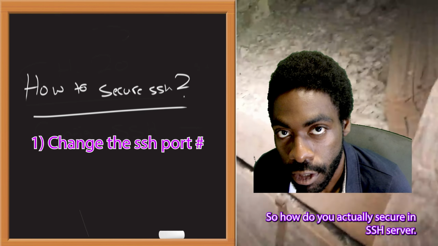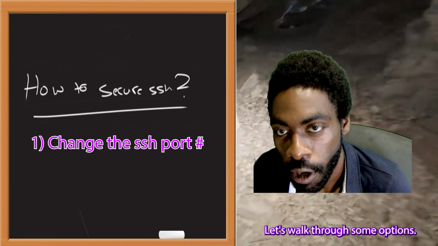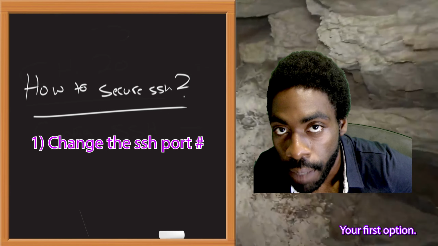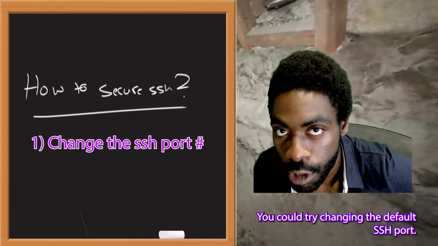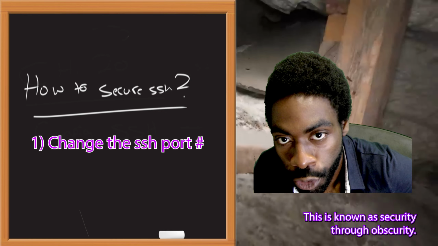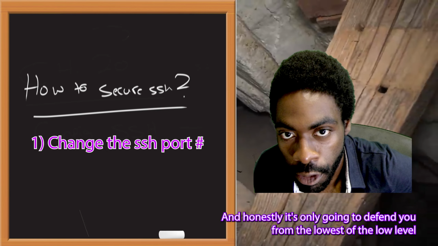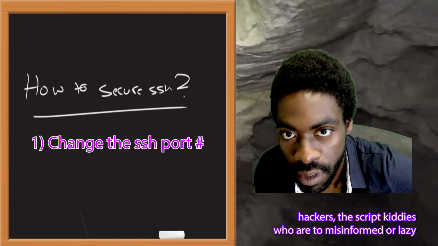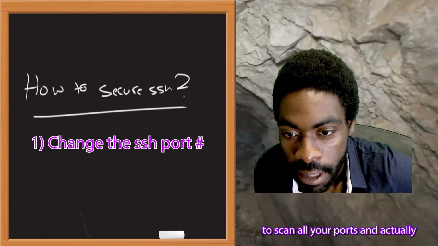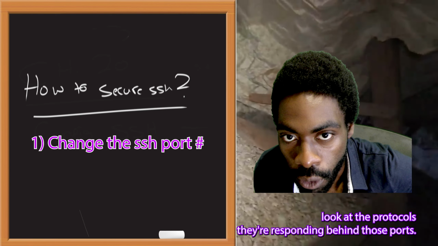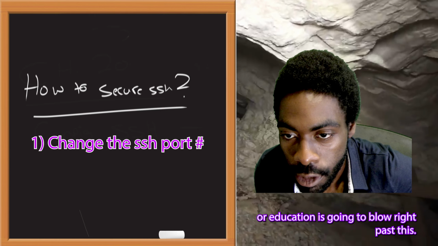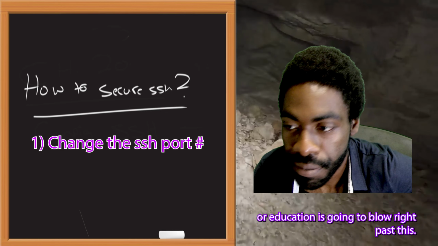So, how do you actually secure an SSH server? Let's walk through some options. The first one, your first option, we've already talked about before. You could try changing the default SSH port. This is known as security through obscurity, and honestly, it's only going to defend you from the lowest of the low-level hackers, the script kiddies who are too misinformed or lazy to scan all your ports and actually look at the protocols that are responding behind those ports. Anyone with even a little bit of knowledge or education is gonna blow right past this.